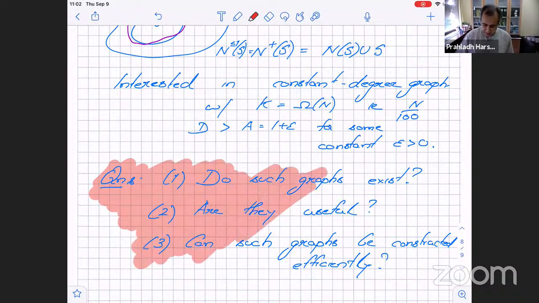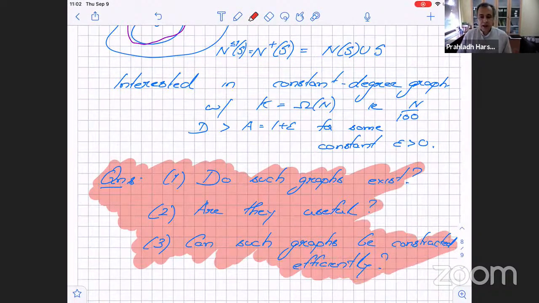So next lecture, we will certainly see that random graphs answer the first question, and we'll see an application and answer the second question to some extent. The third question will be a while before we give a construction, but over the next 4 or 5 lectures, we'll see several applications of these graphs. These are extremely useful graphs.